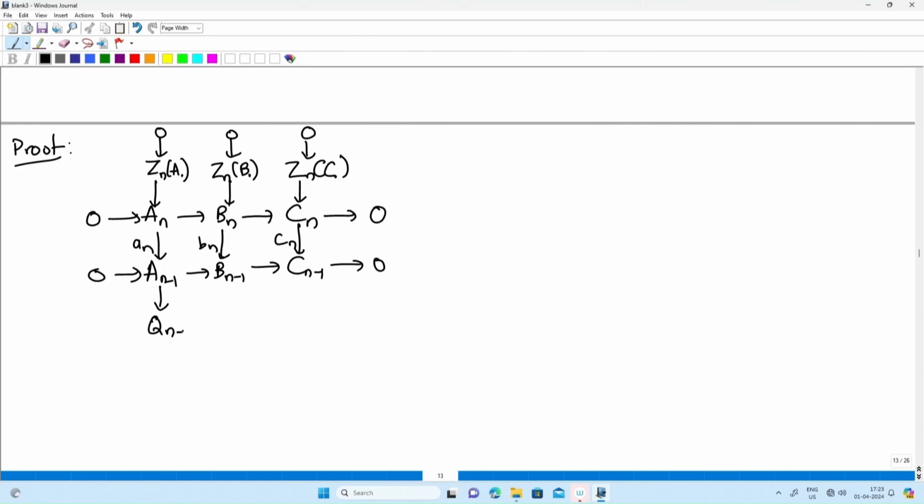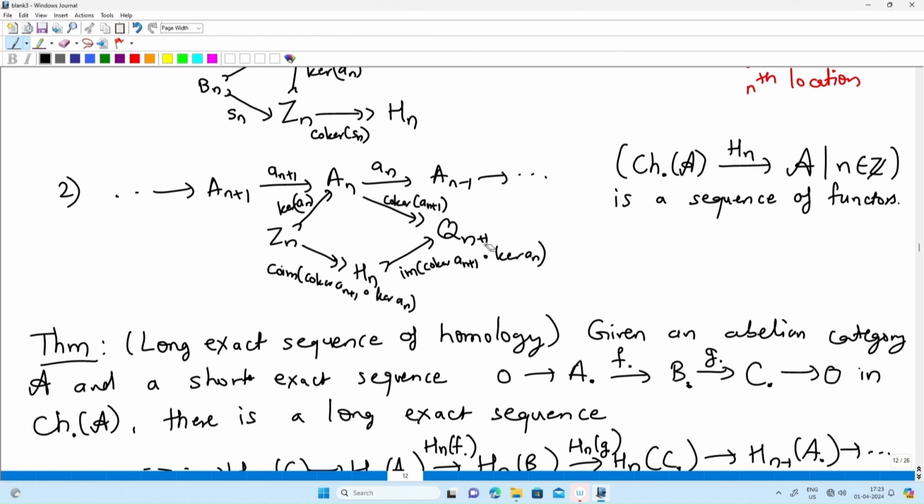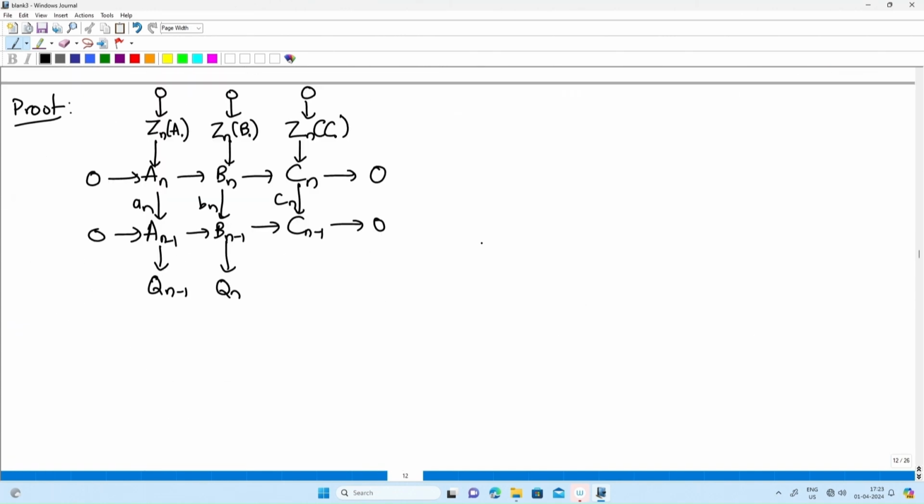Well, I think we can call it Qn minus 1. That will be easier for us, so I should go there and change it. Whatever I had written earlier was correct, it should be Qn. Okay, so this is Qn minus 1 of A dot, then Qn minus 1 of B dot, and Qn minus 1 of C dot. And this is also surjective because we are just taking their co-kernels.